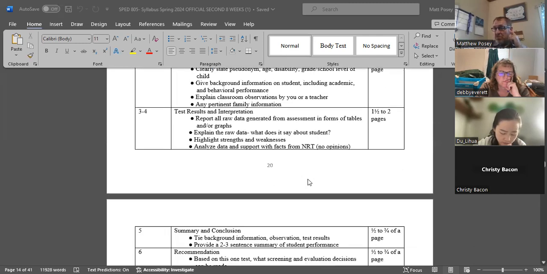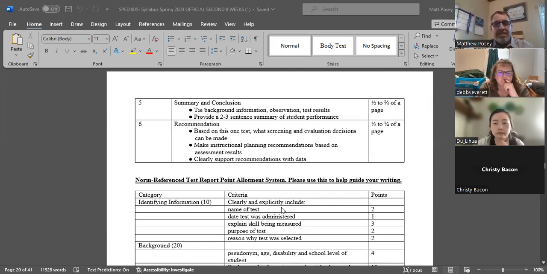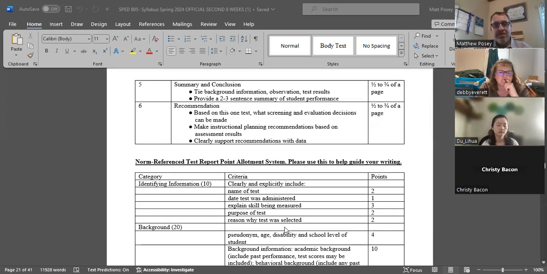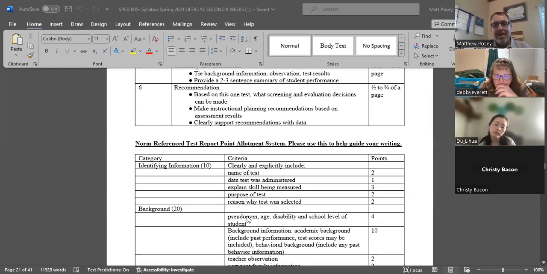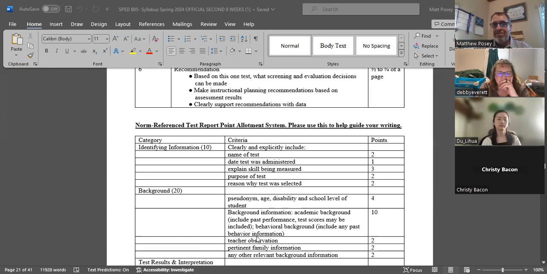Okay, so again, I want to mention when we do the report, a lot of the components in the report are going to be the same as what you did for the informal. It's going to have the identifying information: include the name of the test, give a test date that was administered, skills being measured, purpose, the reason why it's selected, and the background. If you're using the same student for all your assessments, as I mentioned to you early on in the course, you can use that same background section. You don't need to reinvent the wheel and create a new one for the same student. Just copy that and drop it in there.